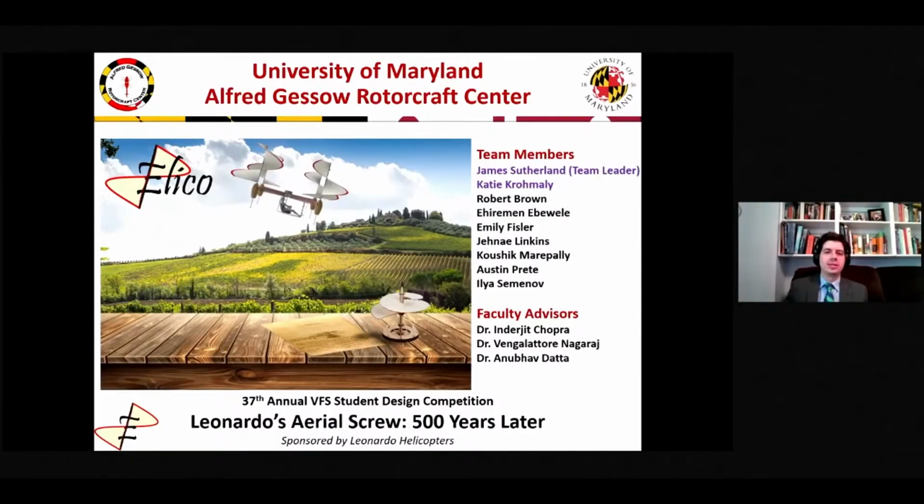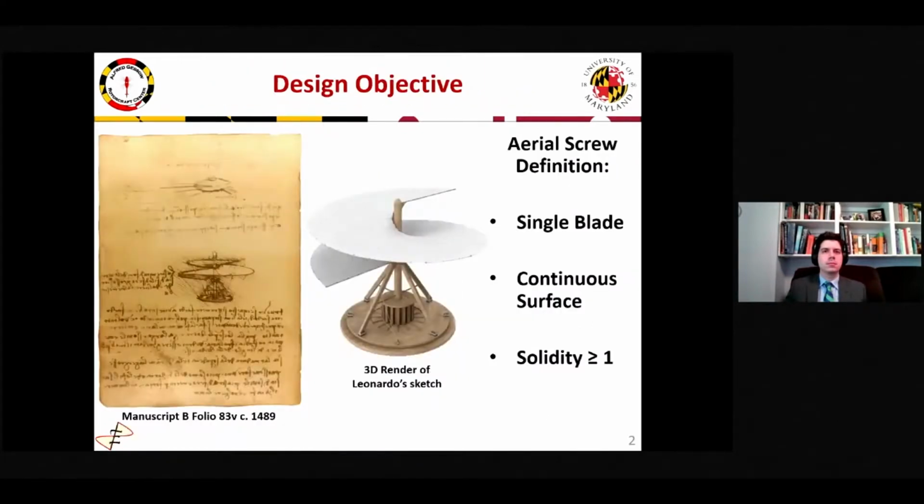Yes, thank you, Jeff, for the introduction. And hello, everyone. My name is James Sutherland, and presenting with me today is Katie Cromali. As you said, I was the team leader for the UMD's graduate team submission to this past year's Vertical Flight Society student design competition titled Leonardo's Aerial Screw 500 Years Later. And as the name implies, this competition was focused on a sketch made by Leonardo da Vinci in one of his many manuscripts and folios.